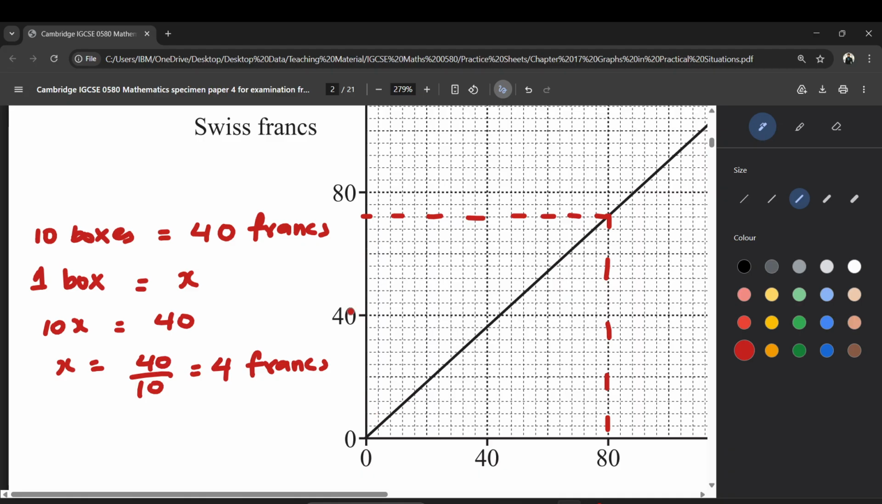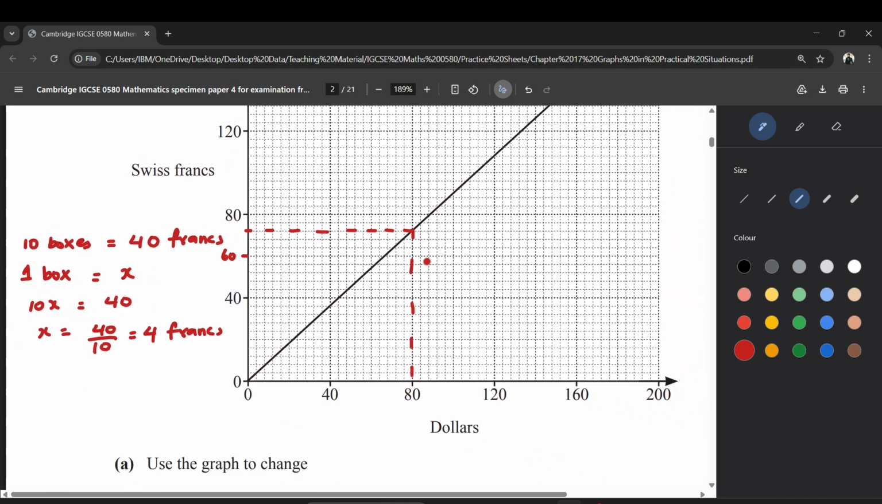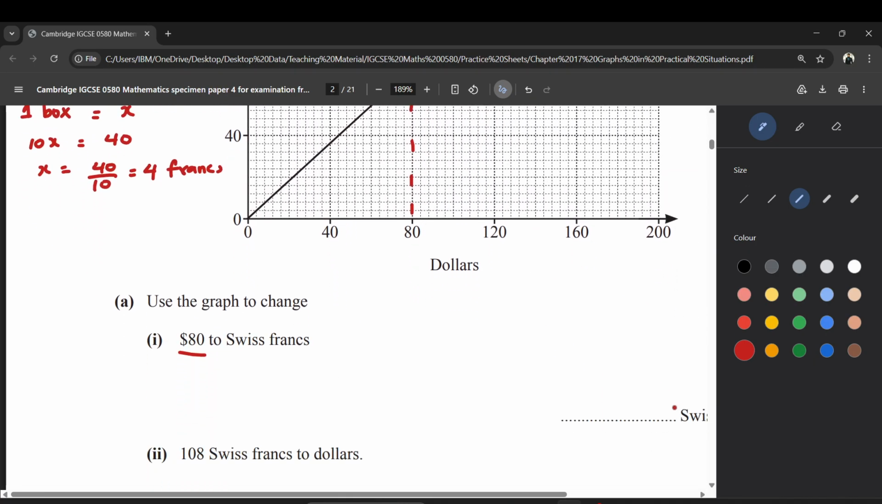So this is 40, and between 40 and 80, this should be 60. Now starting from 60, I'm going to add 4 every time I cross one box. So this becomes 64, then this becomes 68, and this becomes 72. Therefore the $80 equivalent is 72 Swiss francs.